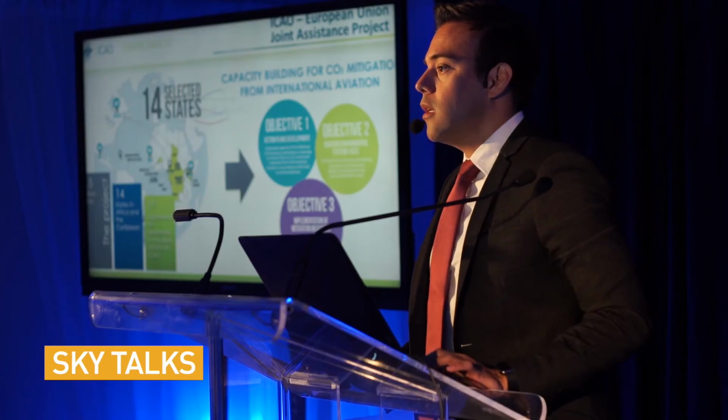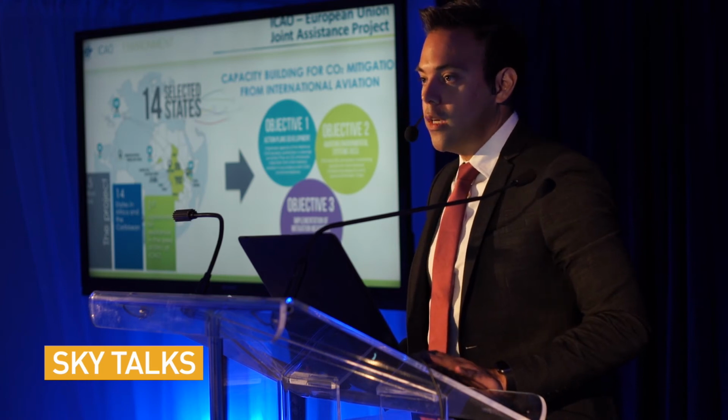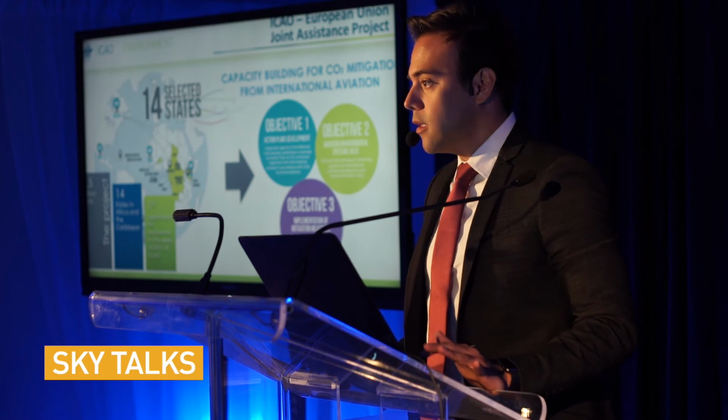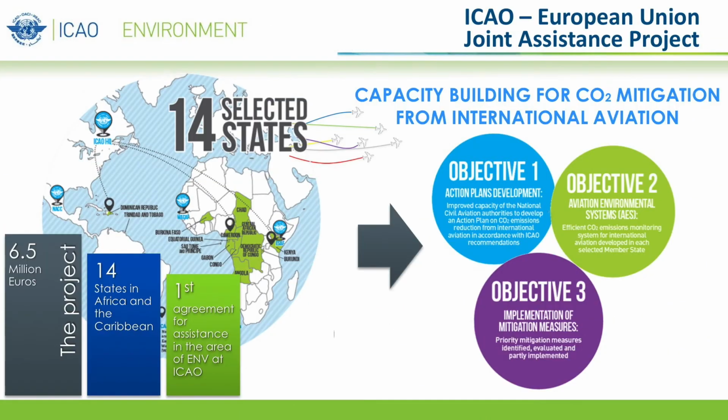The ICAO and European Union Joint Assistance Project is a 6.5 million euros initiative to be implemented in a 4 years project that is providing technical assistance to 14 selected states in the African and the Caribbean regions in the area of environmental protection. The project activities are comprised within 3 main objectives.